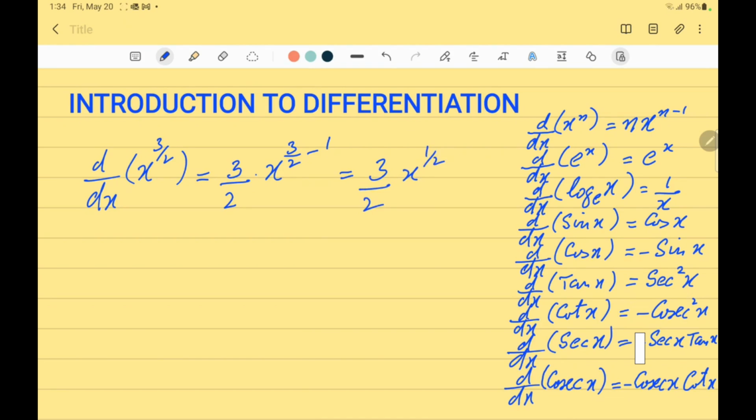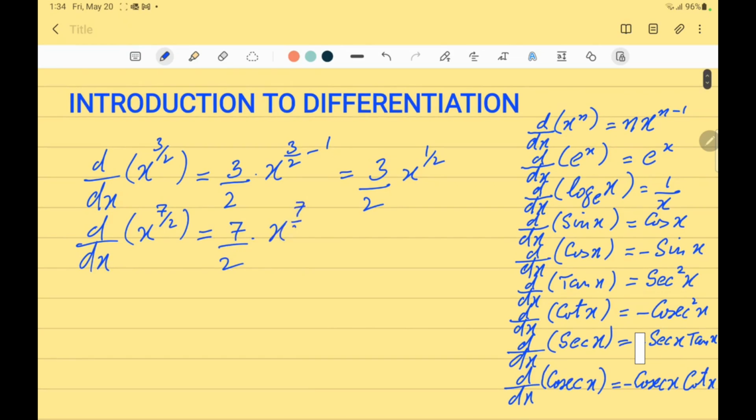Let's try one more example. d by dx of x raised to power 7 over 2. We will bring down the power, which is 7 over 2, and then subtract 1 from the power. So 7 over 2 minus 1. So the answer will be 7 over 2 into x raised to power 5 over 2.